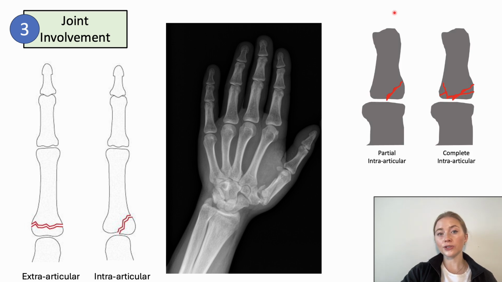Intra-articular fractures can also be partial, meaning that only part of the articular surface is disrupted, or they can be complete intra-articular, meaning that the entire joint surface on this side is disrupted. And as you might imagine, complete intra-articular fractures are more challenging to manage.